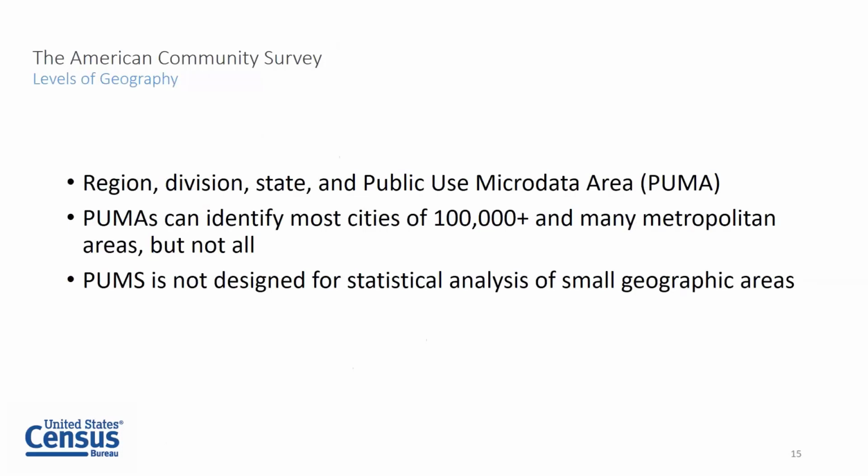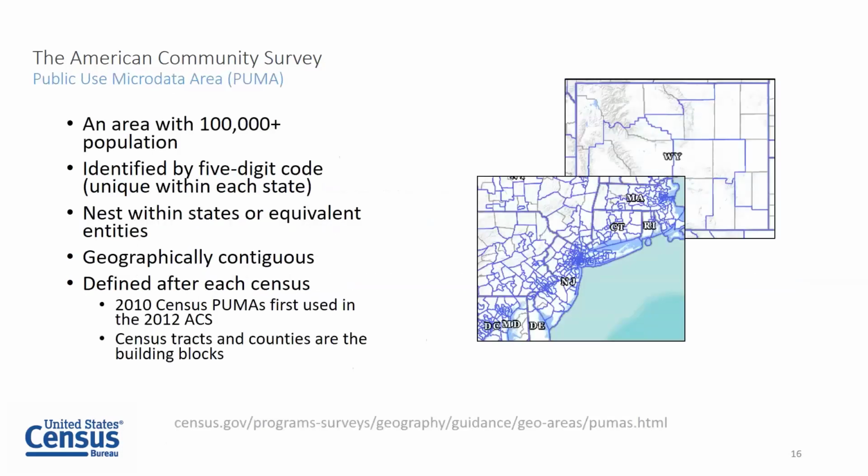So we can put the region, division, and state on the file, but the only other geography is something we call a public use microdata area, or PUMA. PUMS is not designed for statistical analysis of small geographic areas, but the PUMAs can still be used for focused analyses in counties and cities of 100,000 plus people, as well as many metro areas. And I'll show an example of this shortly. But first, we'll discuss the basics of PUMAs.